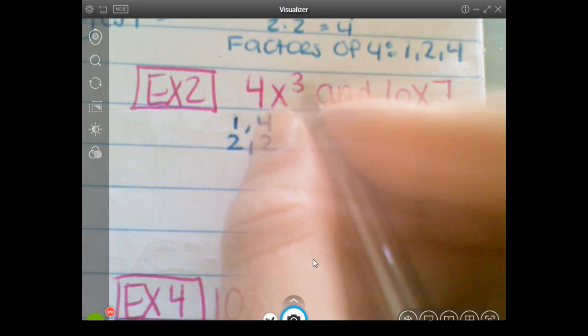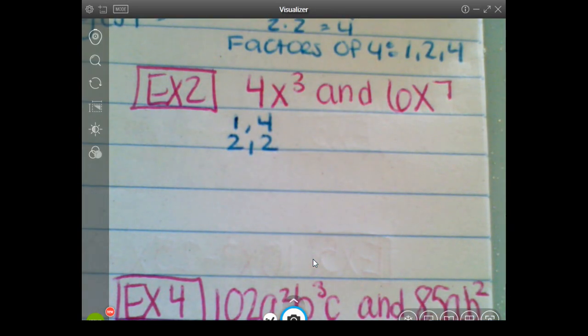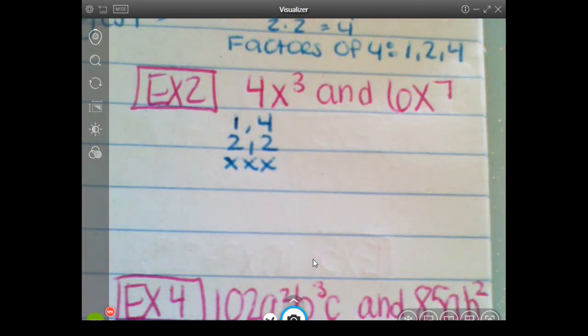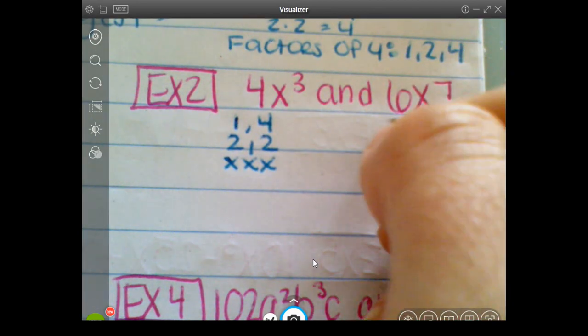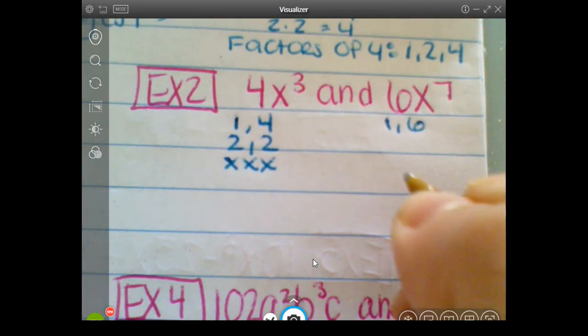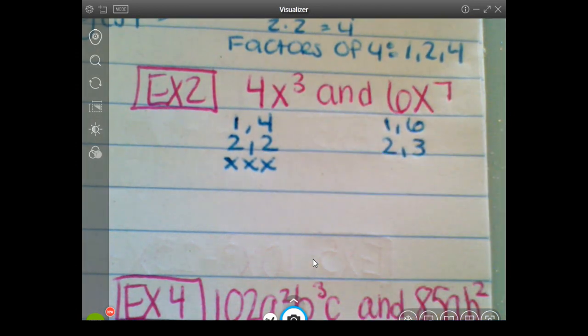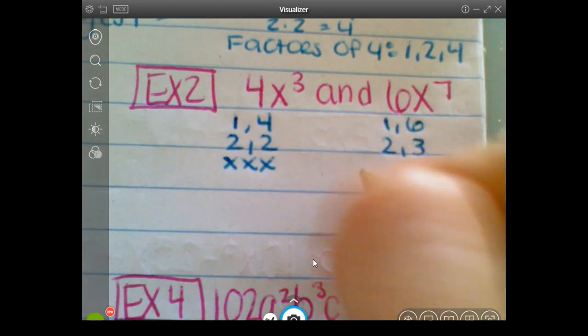Now for the x's, x to the third means that I'm doing x times x times x. So what I'm going to do is just put x, x, x. So I'm going to list it out. That's what that means because there's 3 of them. For 6, the factors are 1 and 6, then 2 times 3. Then if I were to try 3, I'd get back to 2. So I'm done. And now I'm going to put 7 x's.